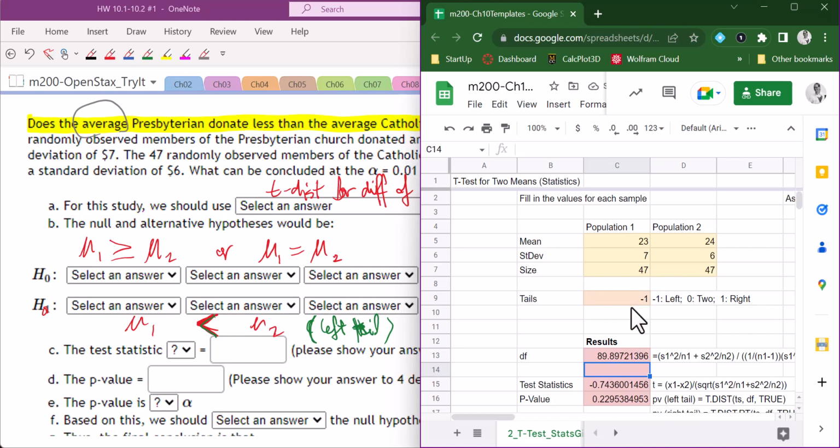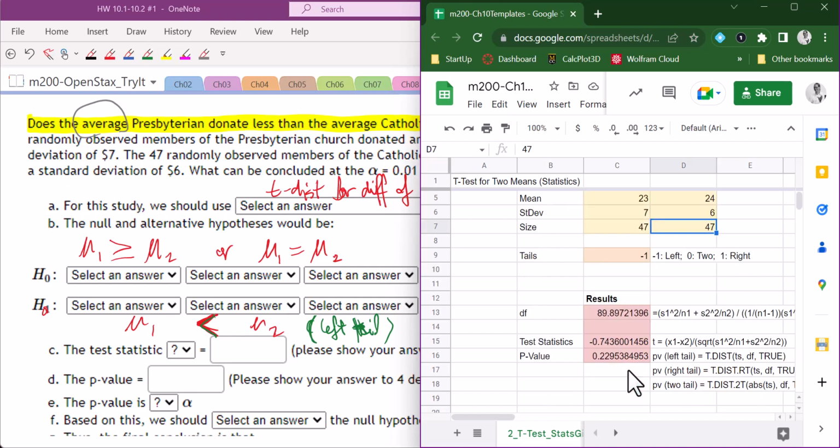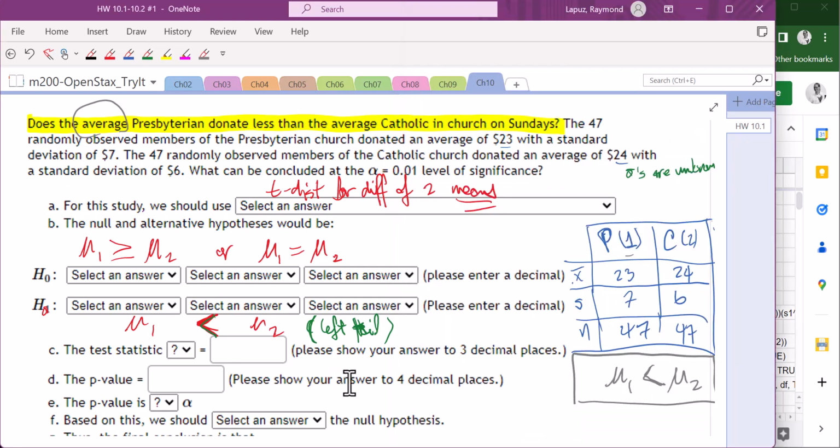Before, the degrees of freedom would be the minimum value between n-1 for the sample size of the first population and n-1 where n is the size of the second population. We usually look for the smaller one, but in this case we don't really need that information. All right, we got a test statistic of negative 0.4736 and a p-value of 0.2295.